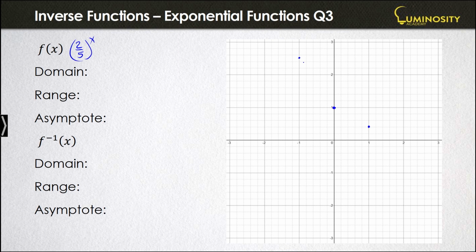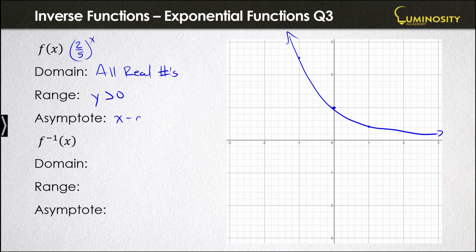And that tells us pretty much all we need to know in order to try to graph this out. So we can create a nice smooth curve like that, and that will be our function. So if we take a look at the domain, this is really all real numbers. And if we look at the range, our range is going to be y is greater than 0. And our asymptote is going to be the x-axis.